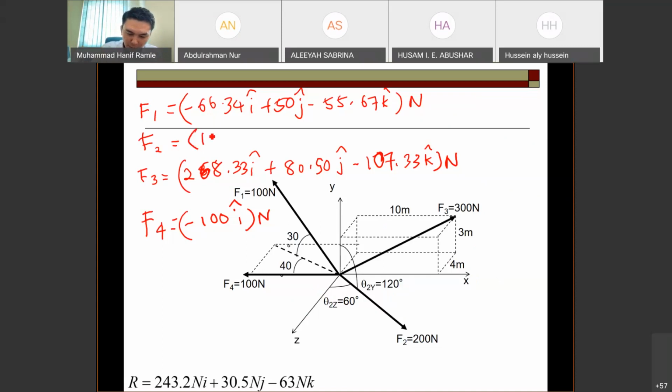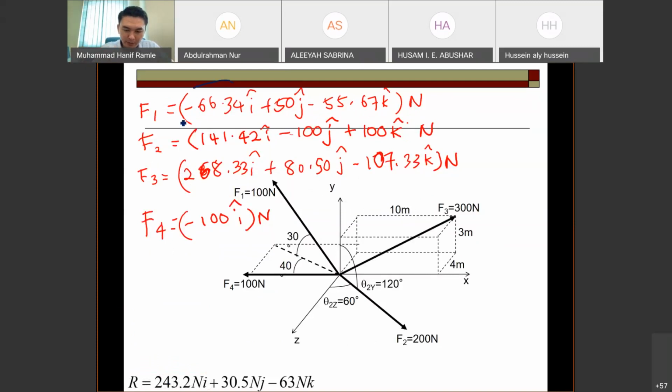So the answer for F2, you have to check whether it is correct or not. Minus 100 j plus 100 k N. Okay, so please check the answer. Is it correct or not? And please check also the answer for the final resultant.